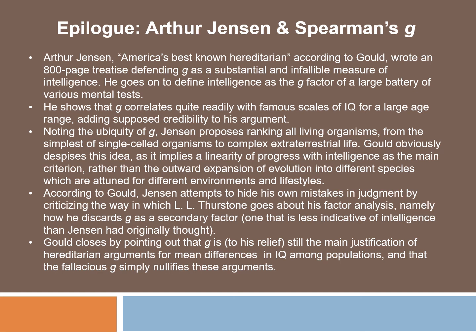Noting the ubiquity of G, Jensen proposes ranking all living organisms from the simplest single-celled organisms to complex extraterrestrial life, right? Gould obviously despises this idea as it implies the linearity of progress within intelligence as the main criterion, rather than the outward expansion of evolution into different species, which are attuned for different environments and lifestyles, right?